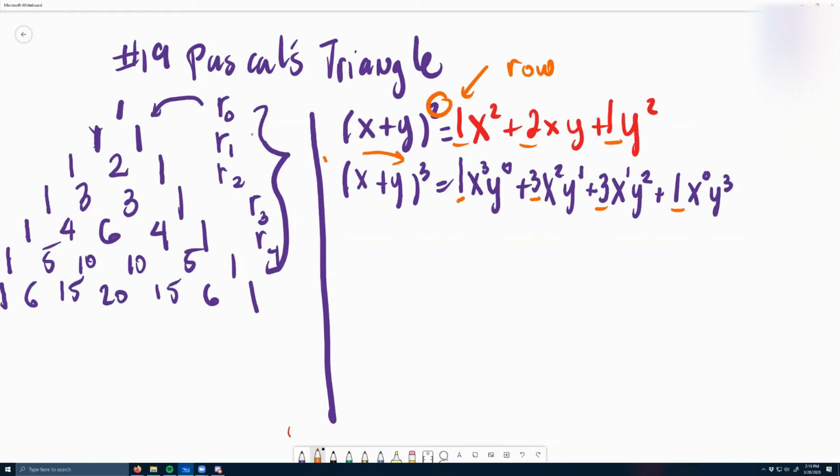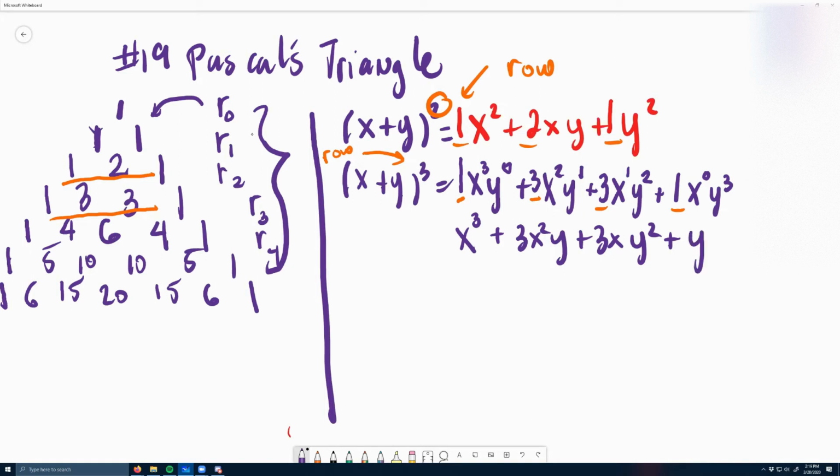That's a row, which we're using straight from this for row number 2 and row number 3. But we could clean this up a bit. We obviously know that y to the 0 is 1. So this is just x to the third plus 3x squared y plus 3x y squared plus 1 times x to the 0 times y to the third, which is just y to the third. And that's our answer.